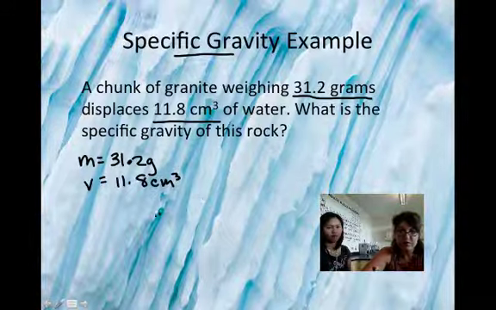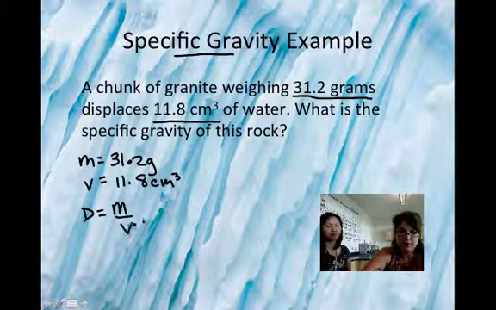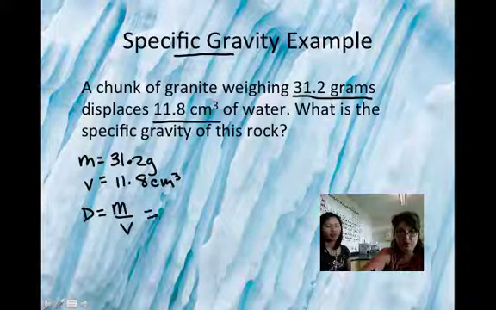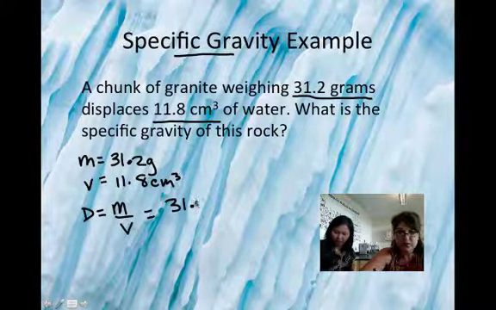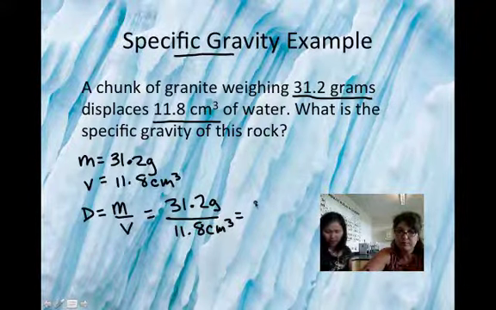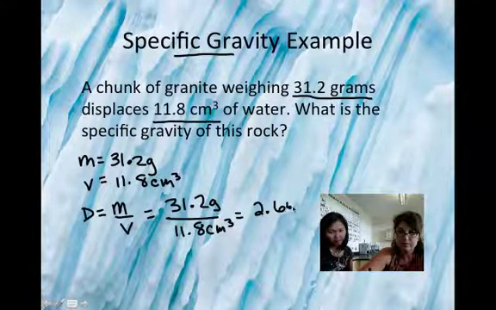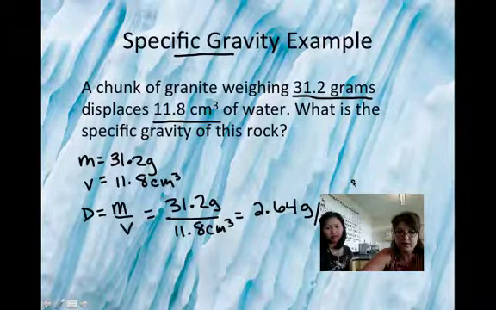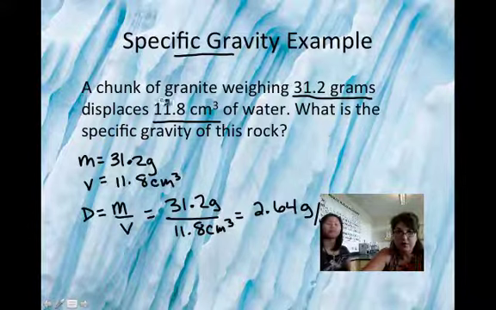What was our formula for density? D is equal to mass over volume. Okay, 31.2 grams divided by 11.8 cubic centimeters. I need my calculator. That will give you 2.64 grams per cubic centimeter. Is that all the sig figs you have? Look at the given: 3 here and 3 there.